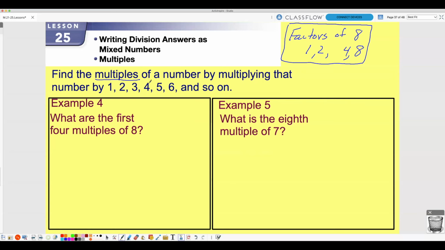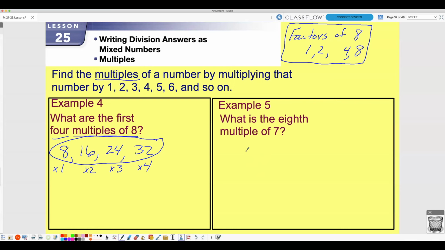Multiples are just counting by that particular number. So you're going to count by 8 in this case, multiples of 8, and it wants the first 4 multiples, so we're going to start with the first one is 8. The second one would be 8 times 2, which is 16. The third one would be 8 times 3, which is 24. The fourth one would be 8 times 4, which is 32. So these would be the first 4 multiples of 8. This was just times 1, this is times 2, this is times 3, this is times 4.